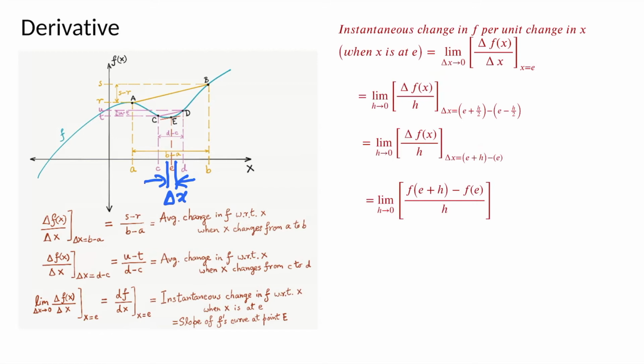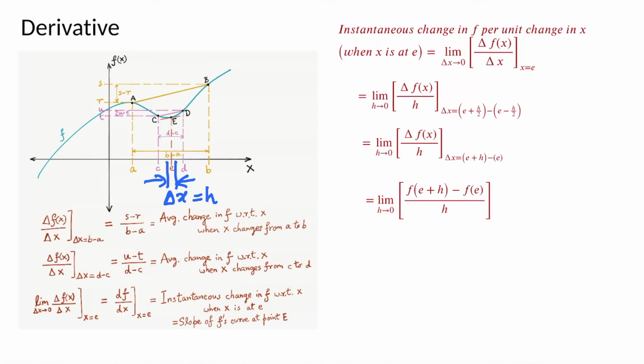So think of a point e plus h by 2. This is a point slightly to the right of x equal to e. So it could represent this point here. And think of a point slightly to the left of e, that is e minus h by 2. This could be the point here. So the gap here between these 2 points is delta x, which would be h, right? Because we are h by 2 on either side of e. So the total increment is h that we are talking about, right?